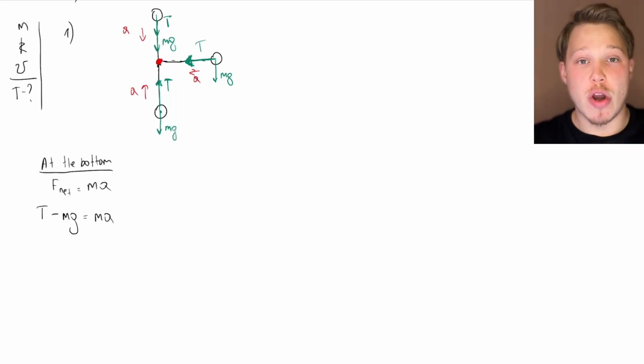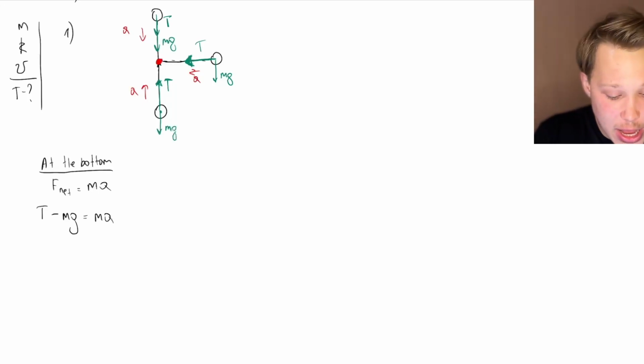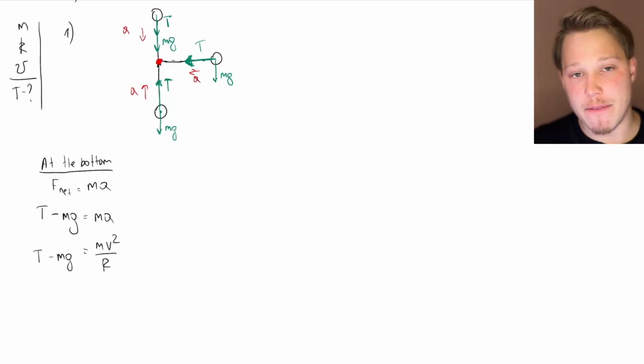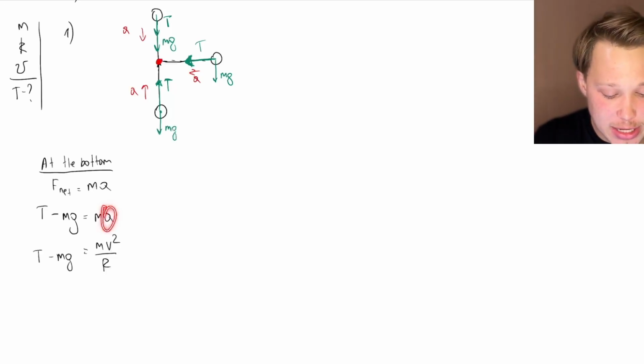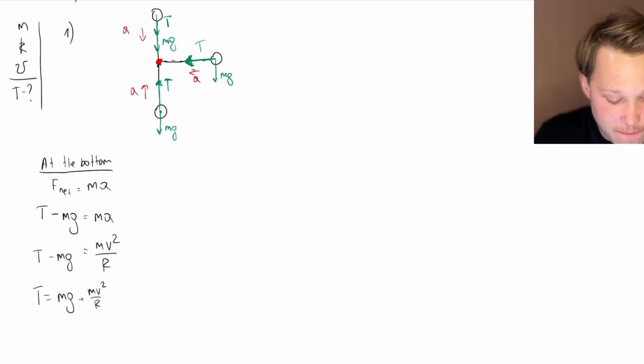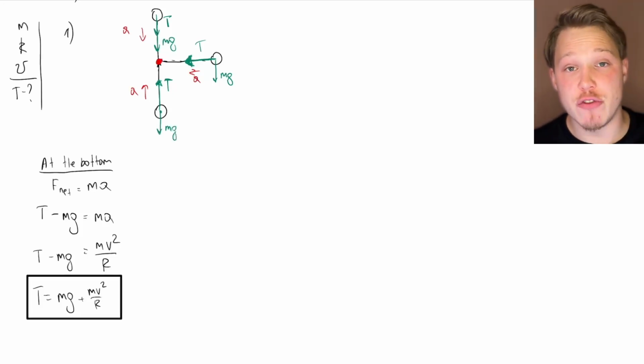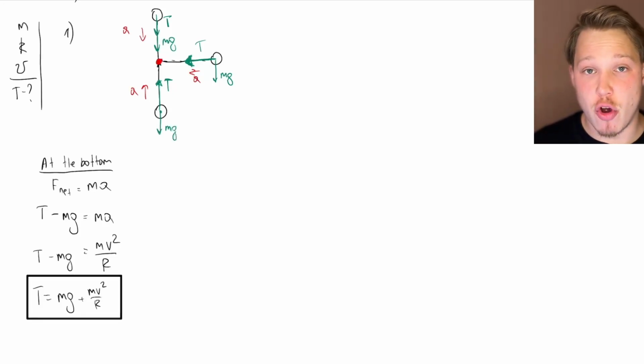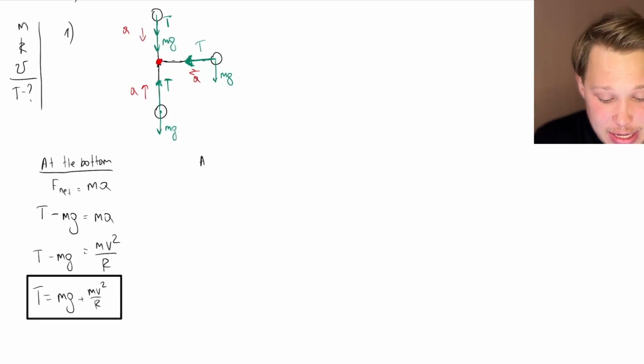Once I wrote out the sum of my forces, I always plug in for the acceleration. That acceleration is v squared over r. So T minus mg is equal to mv squared over r, right? Plugging in for acceleration. So rearranging for tension, here's my final answer. So I got my expression for the tension in the rope at the bottom of the circle.